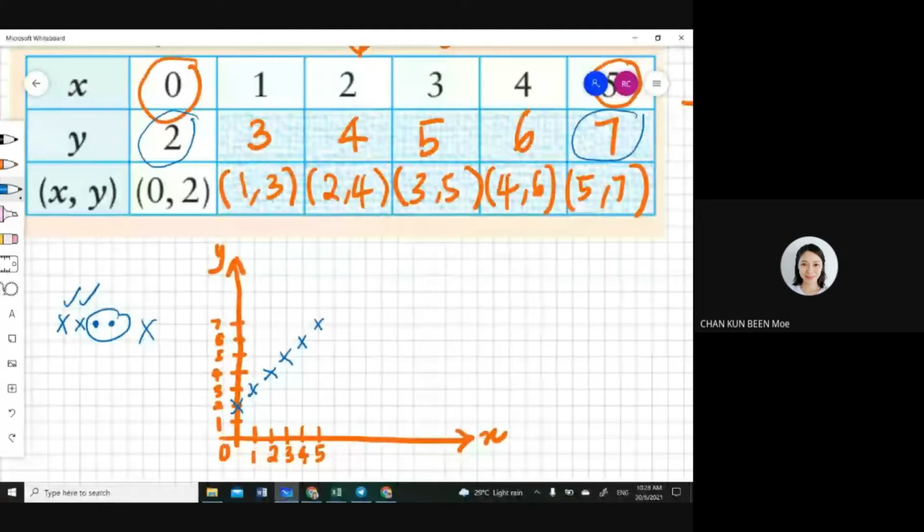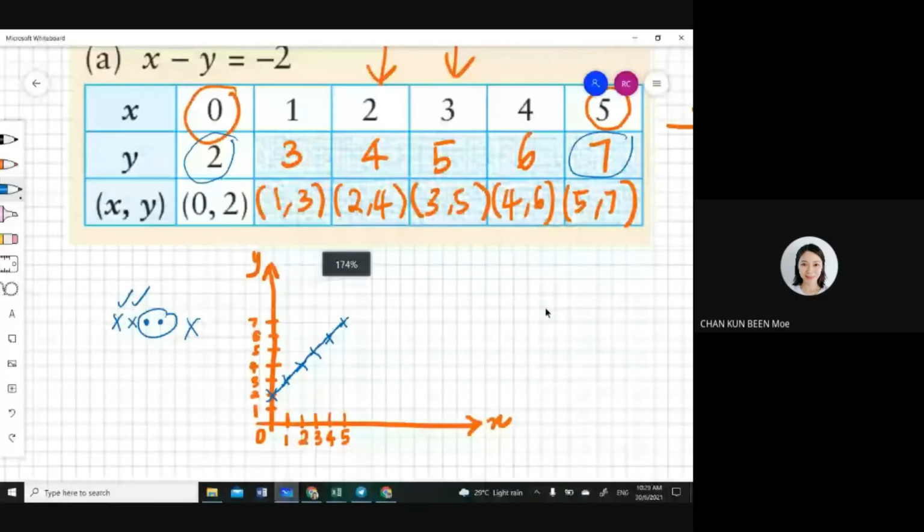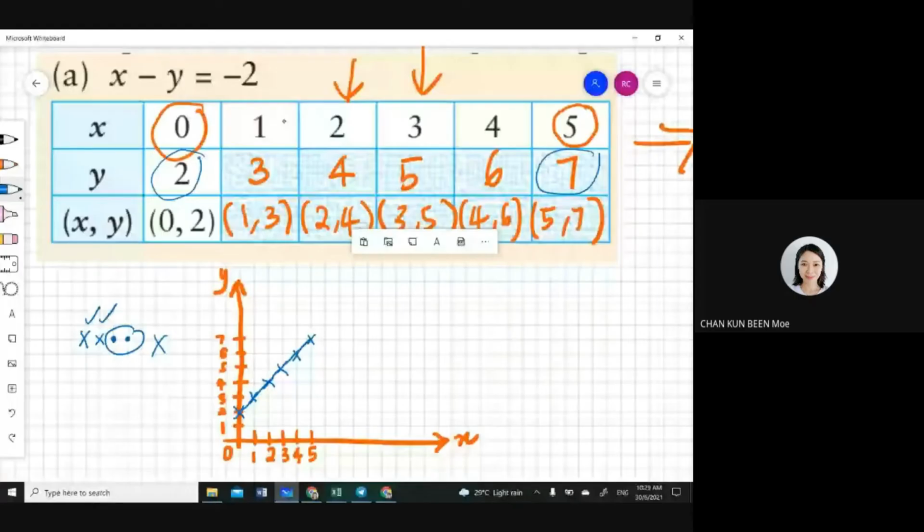And lastly, you just need to join up all the points over here. Start from the first one till the last. Okay? So just join it up till the last one. You don't have to extend it to the back. No need. Okay? So we have done our first linear graph already for the equation x minus y equal to negative 2. You can write down the equation lastly. x minus y equal to negative 2. Means this is the graph for x minus y equal to negative 2. So it is done. Are you okay, class?